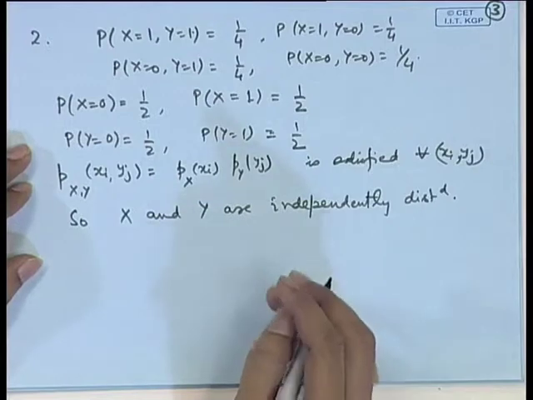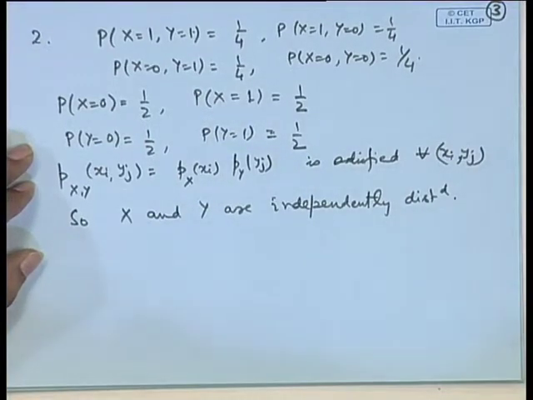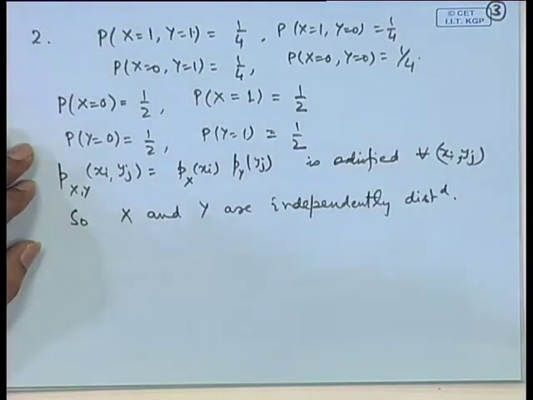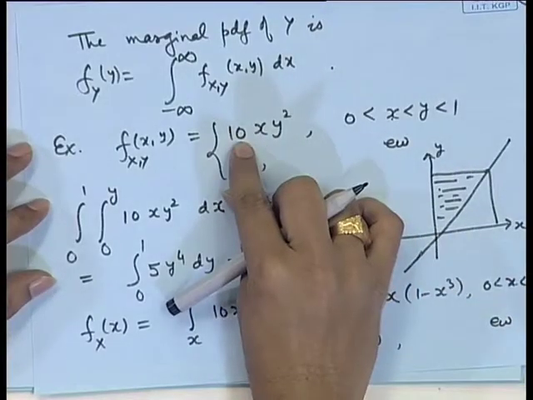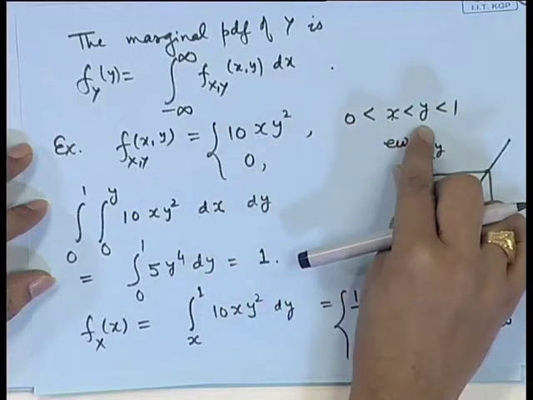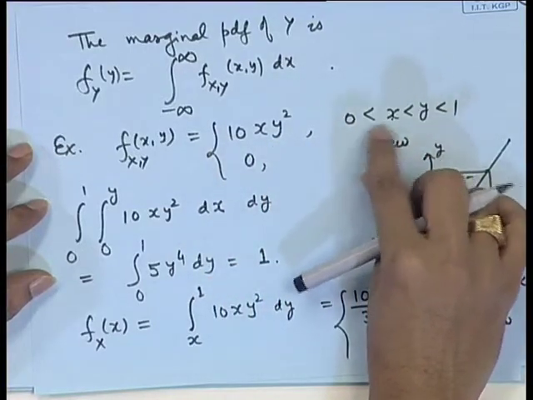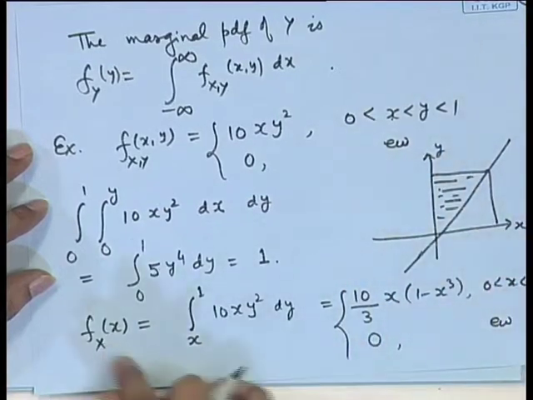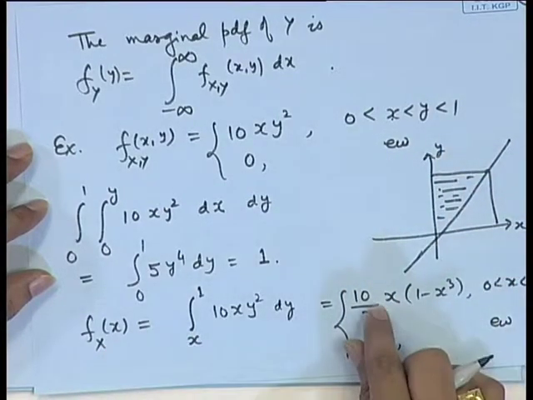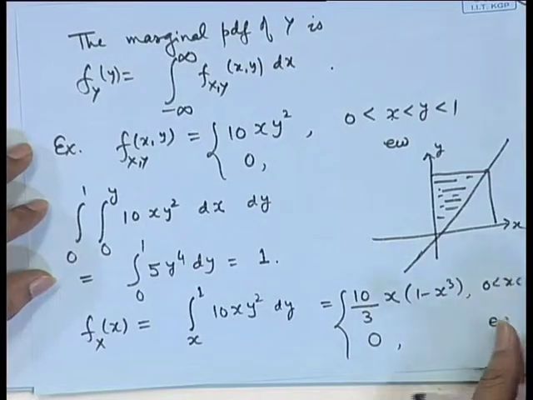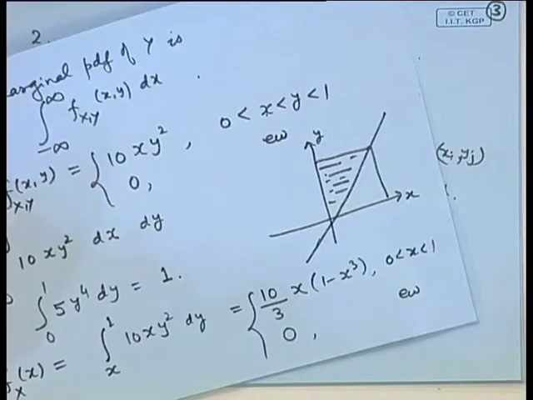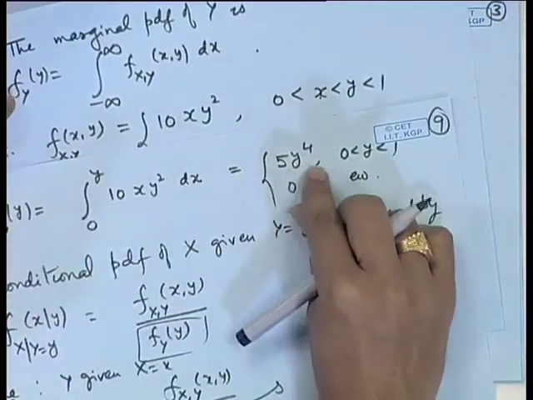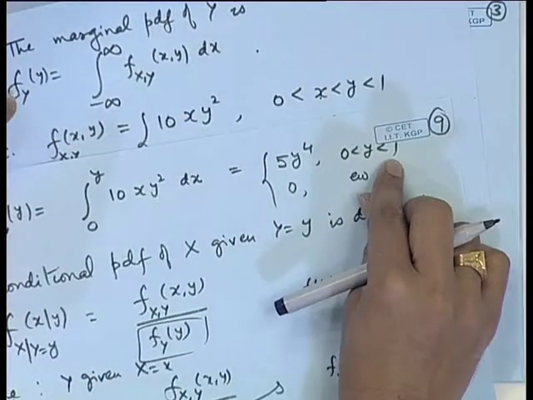On the other hand, if we consider a distribution such as f(x,y) equal to 10 x y square, where x and y satisfy the condition 0 less than x less than y less than 1, then the marginal distribution of X was 10 by 3 x into (1 minus x) cube and the marginal distribution of Y is 5 y to the power 4, 0 less than y less than 1.